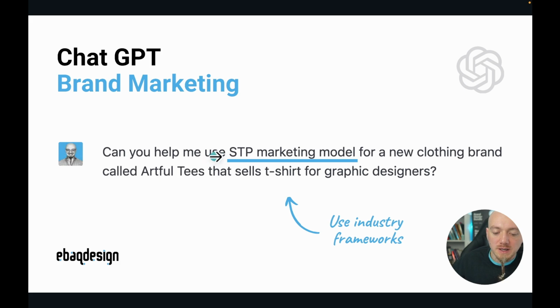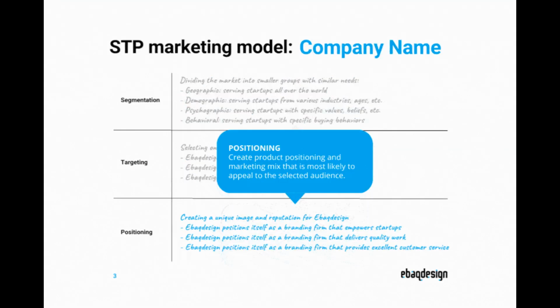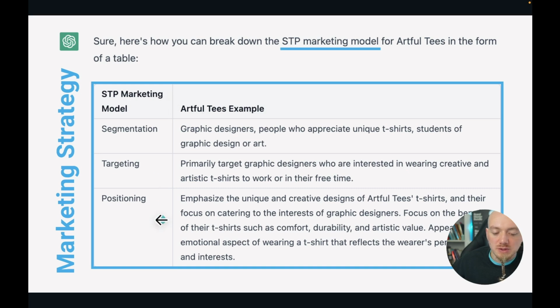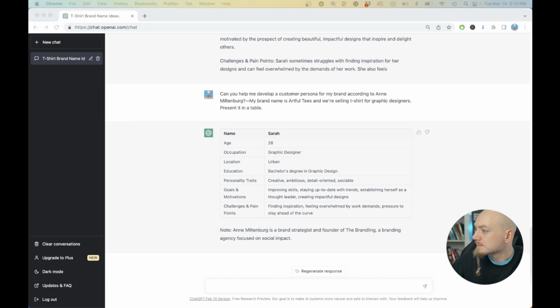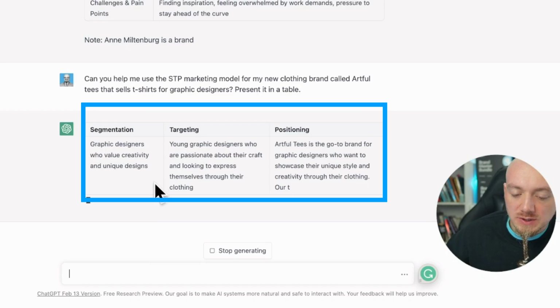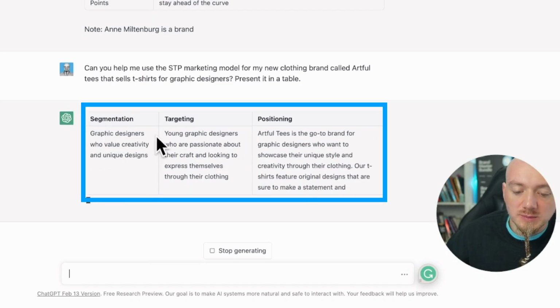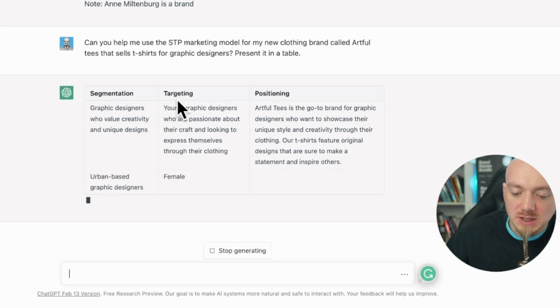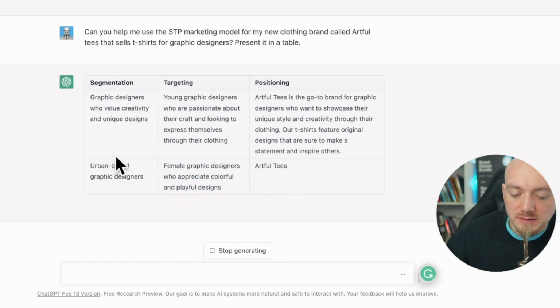And here you can refer to industry frameworks like the STP marketing model, for example. And it's going to give you some of these results. So it's going to give you some ideas for segmentation and targeting those specific segments, and some ideas for your positioning. So let's use this in ChatGPT. So as you can see here, ChatGPT is giving me pretty good ideas in terms of segmentation, targeting, positioning, different types like urban-based graphic designers.